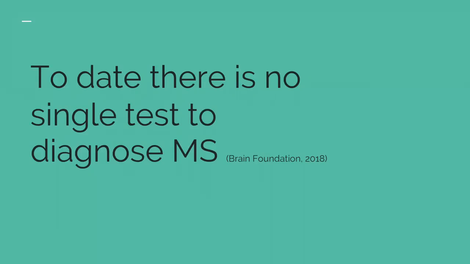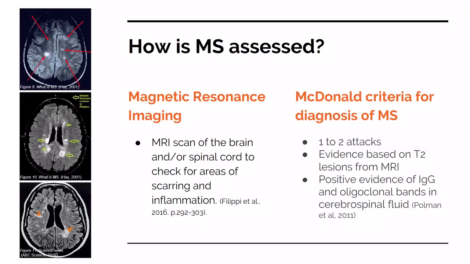Multiple sclerosis has similar symptoms to other diseases that affect the central nervous system, so its diagnosis can be difficult, and as yet there is no single test to diagnose MS. If MS is suspected, MRI can be used to support and substitute clinical information. Scanning of the brain and/or spinal cord will be ordered to check for areas of scarring and inflammation. The McDonald criteria of 2010 provides further criteria to aid in diagnosis. Criteria includes 1 to 2 attacks, evidence observable as T2 lesions on MRI, and positive evidence of elevated IgG and oligoclonal bands in cerebrospinal fluid.